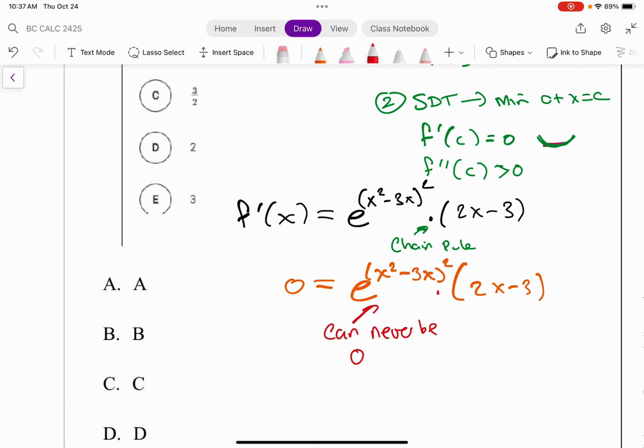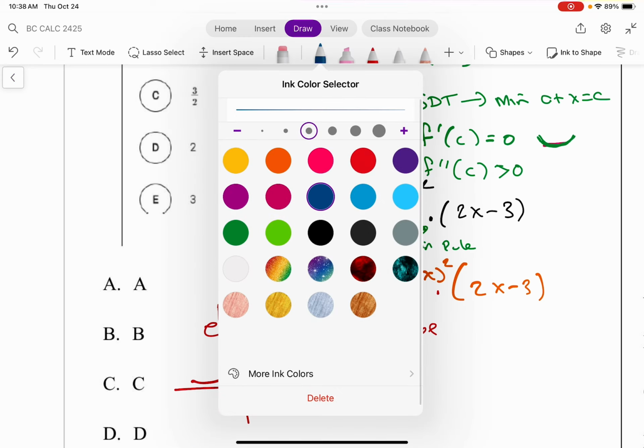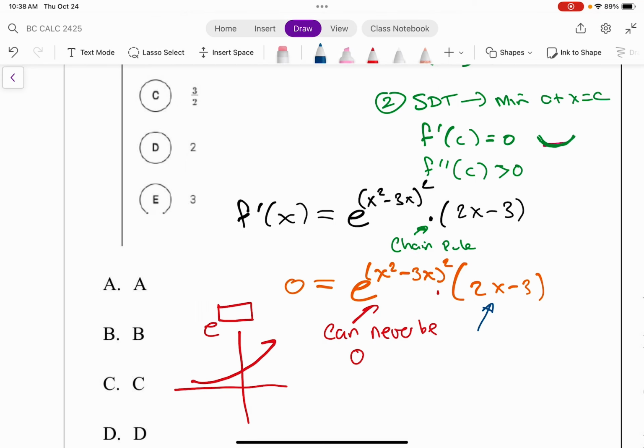But e to the anything is always a positive number, because e to anything is just going to have this look, where this is the x-axis and this is the y-axis. So this is not contributing anything, and you can remember that. It's a nice short hack to let you know that the only thing that's going to become 0 is this. So I know I paused on that concept, but if you're watching this, that is an understanding of functions that can expedite this problem.